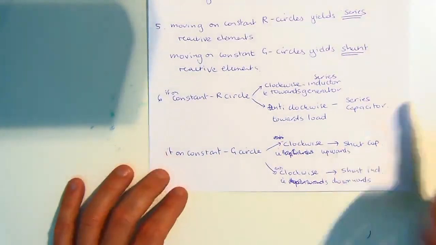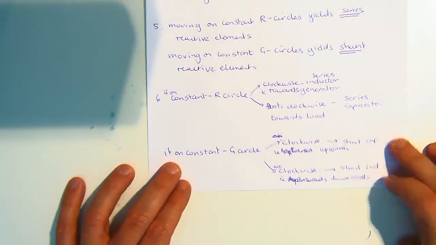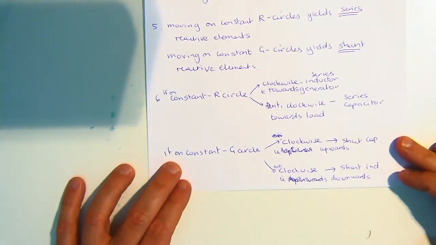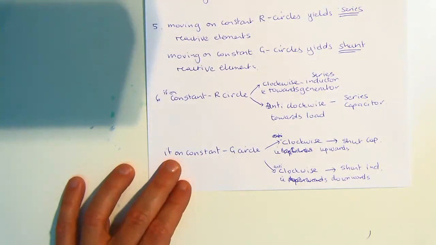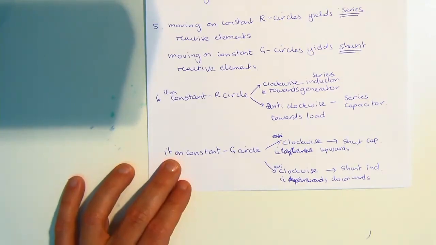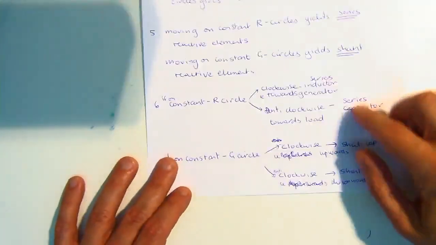And likewise, the opposite when you're on G circles, on admittance, because 1 on j omega C becomes, omega C, right? And likewise, 1 on j omega L becomes minus j on omega L, right? That's the reason for these rules.